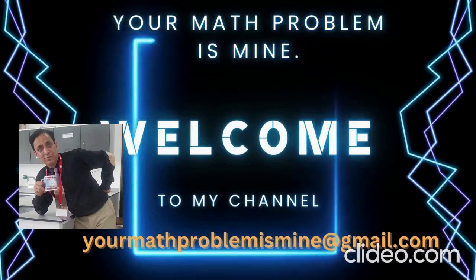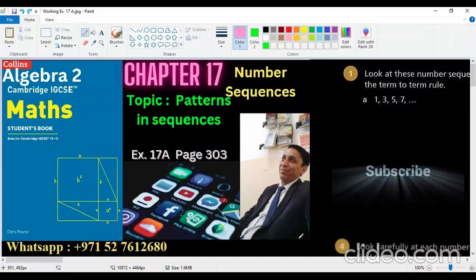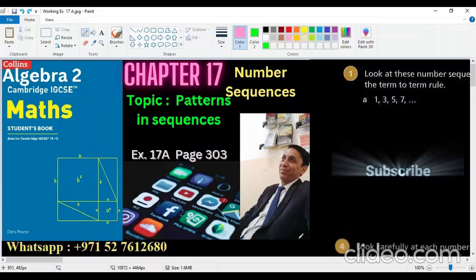Hello everyone. Today I'm starting a book from Collins, Algebra 2, Cambridge IGCSE Mathematics Student's Book. I have chosen chapter 17 on so many subscribers' and students' requests. They asked me to start with chapter 17 from this book.